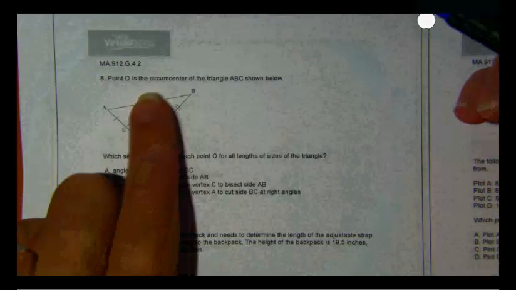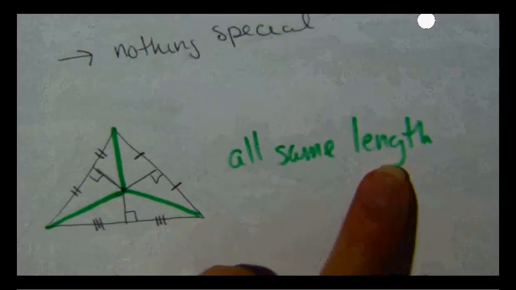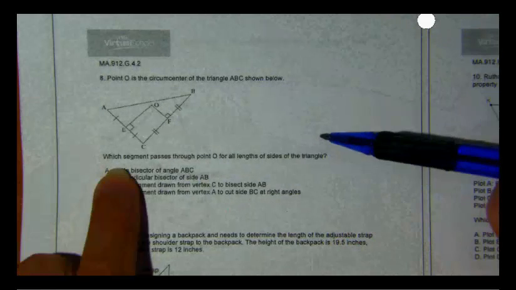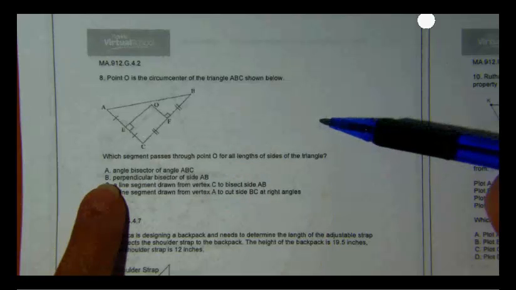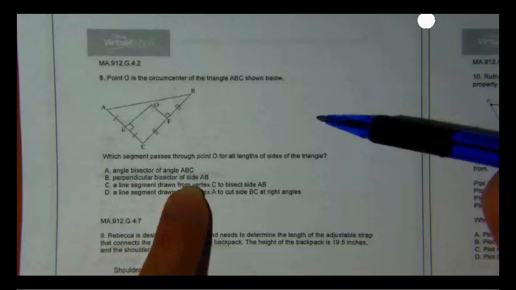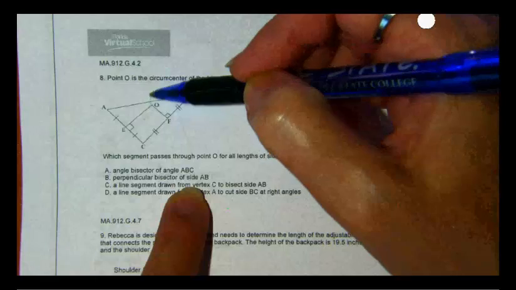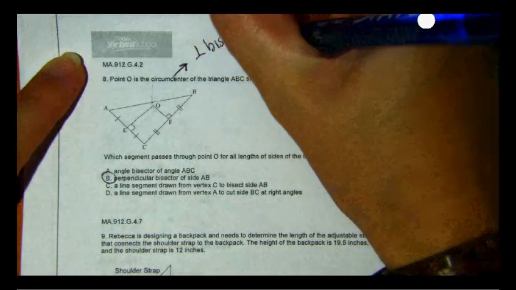So we just kind of went over this. The circumcenter. Which segment passes through point O for all the lengths of the sides of the triangle? Circumcenters are the perpendicular bisectors. So the perpendicular bisector of side AB will pass through that point. Circumcenters are where the perpendicular bisectors intersect.